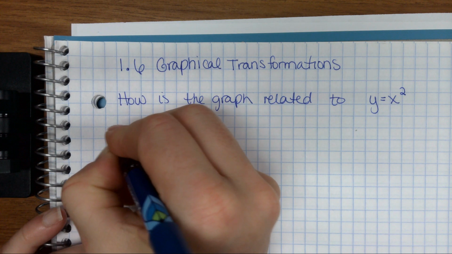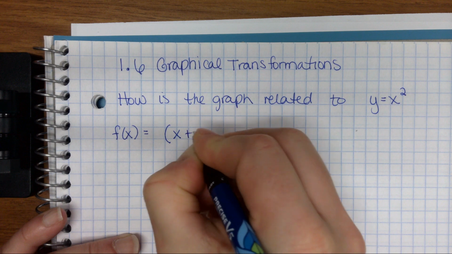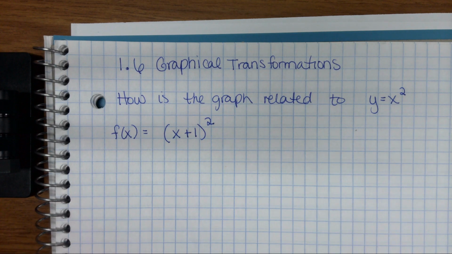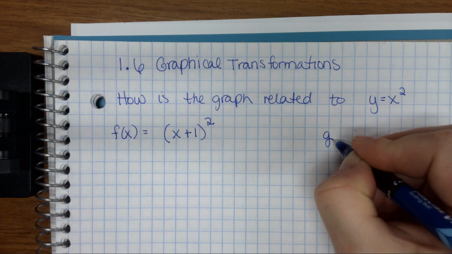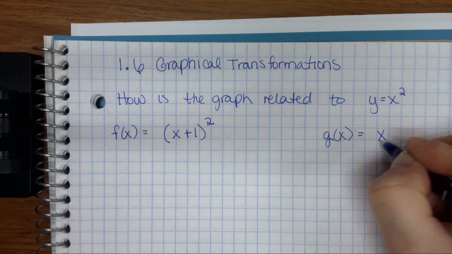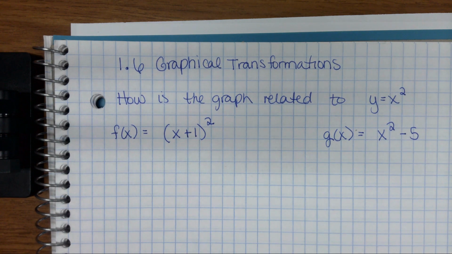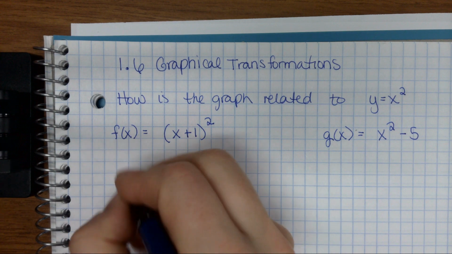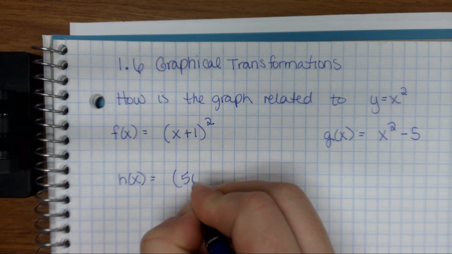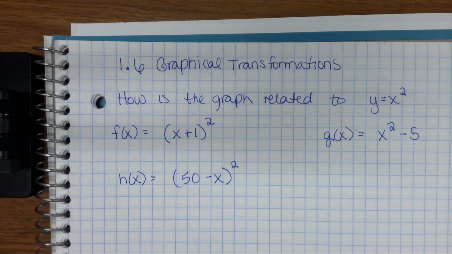So how about x plus 1 squared? Make sure it's in parentheses. And then I'm going to have you do x squared minus 5. And then 50 minus x quantity squared. Okay.